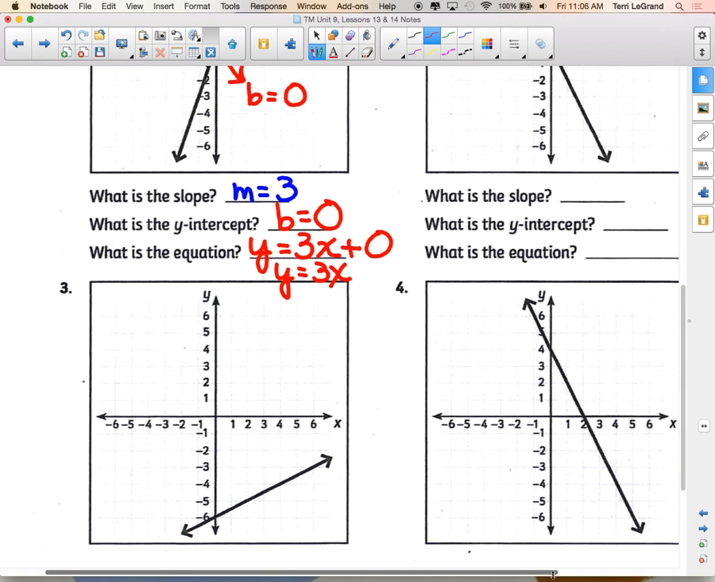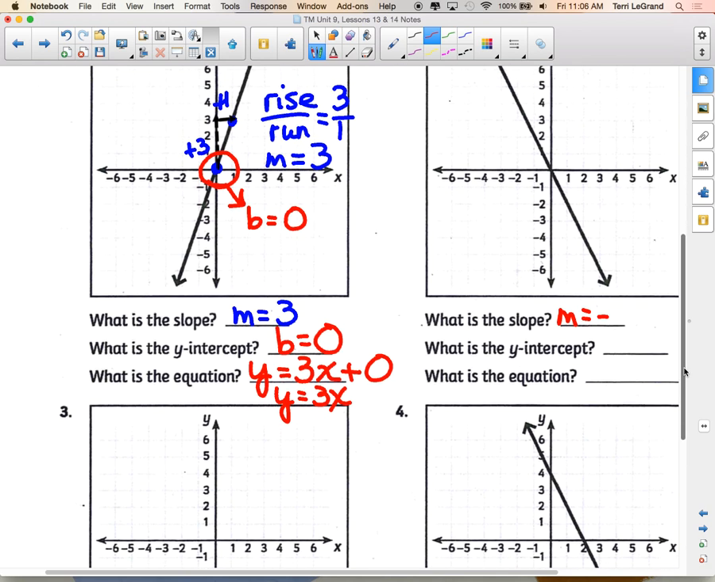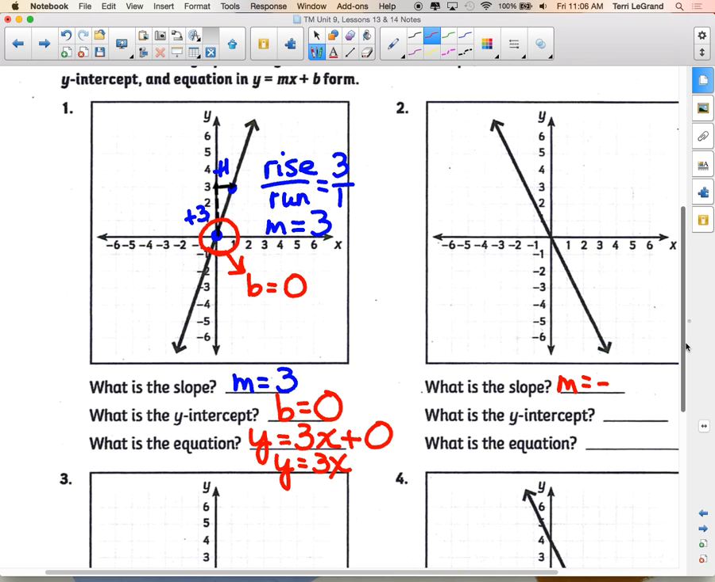Okay, this line is climbing from left to right. So did we have a good type of slope? We had a positive slope. Should it be positive? Okay, look at the next one. What should our slope be? Positive or negative? It better be negative. So m equals, we already know it better be negative. Okay, you guys find the slope, the y-intercept, and the equation for this one. Go.